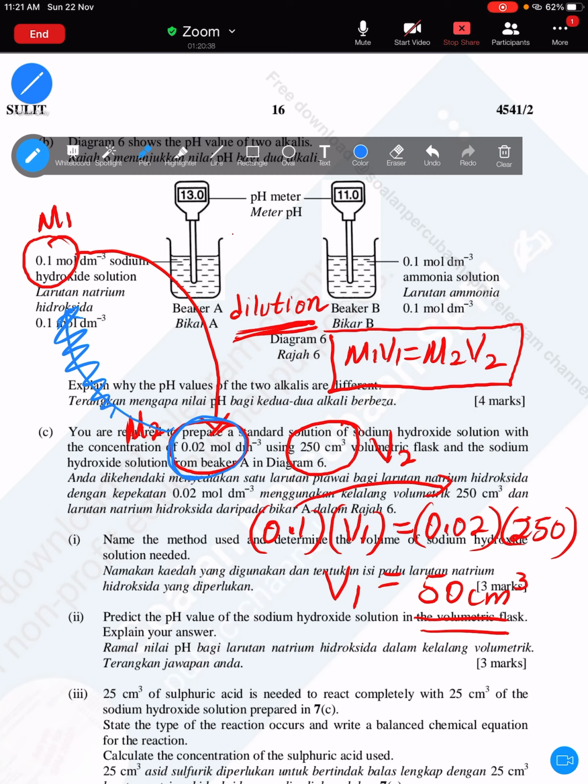The question, I would say, the words they are using are not precise. They cannot use standard solution. Standard solution is where you prepare with very high accuracy. So maybe the use of words is not precise for me. But tak apa, ini adalah apa yang dia nak, kita buatlah 0.1 jadi 0.02. That is how it happens.